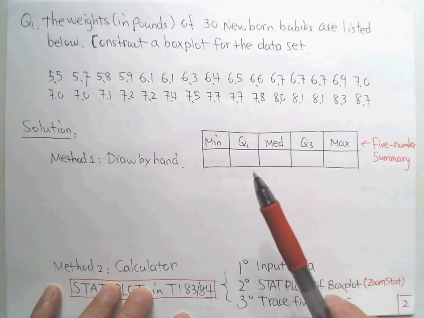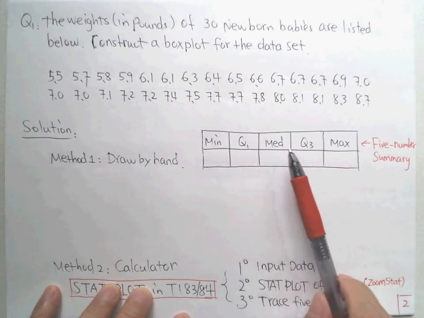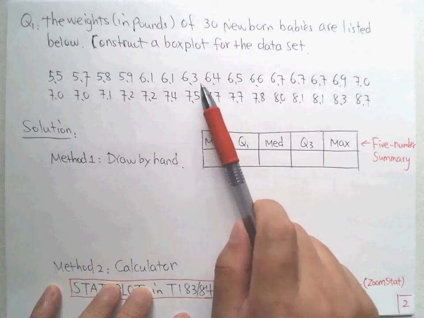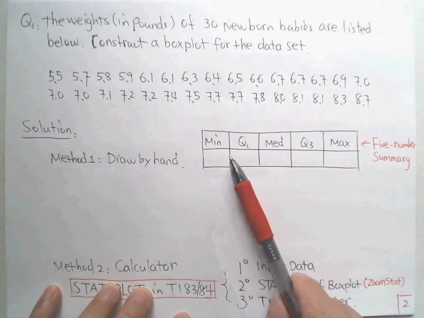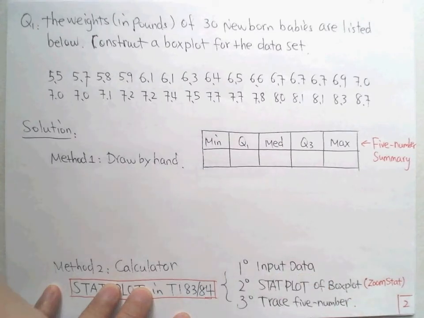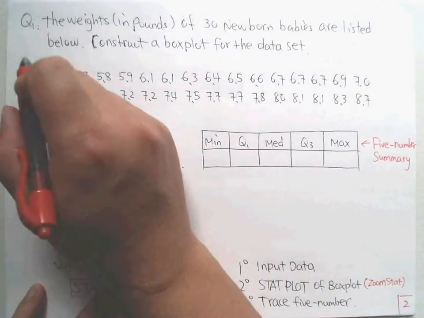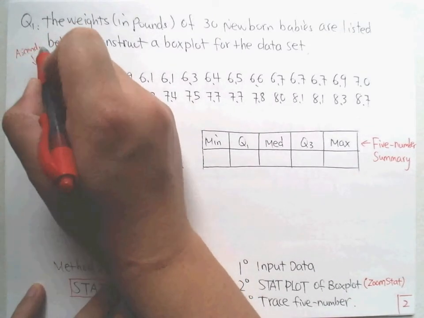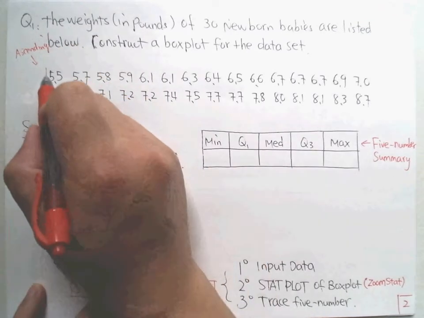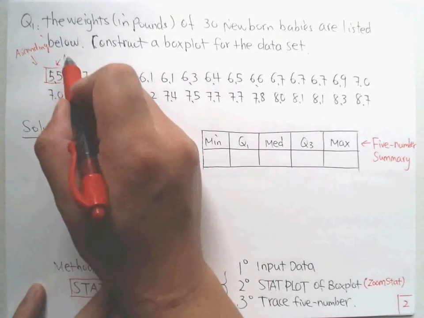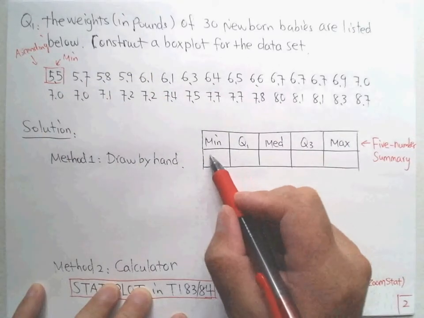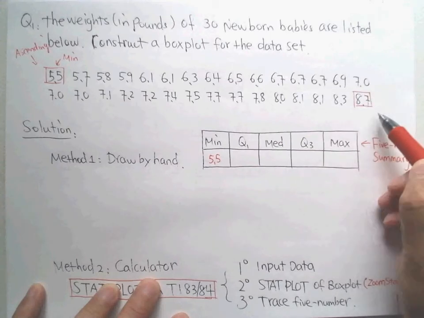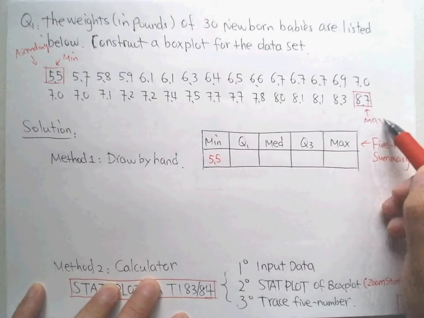All we need to do is finish this 5 number summary, and we can either use the definition or use a calculator. Here I use the definition to find the 5 number summary first. Because the data is already ordered, in ascending order, that's good. This is the minimum, so I put 5.5 here. What is the maximum? This is the maximum data, 8.7.